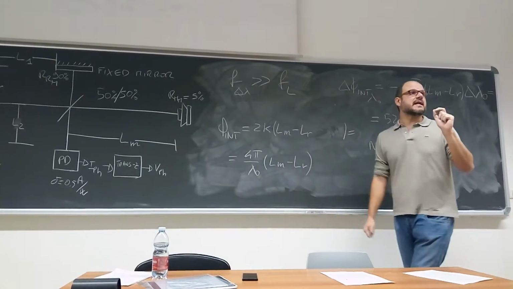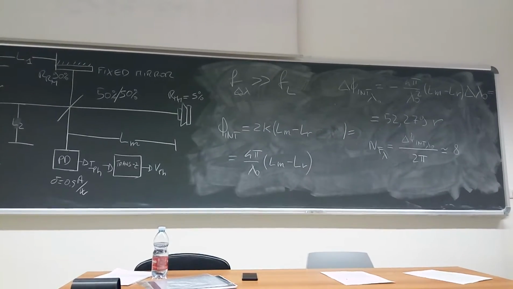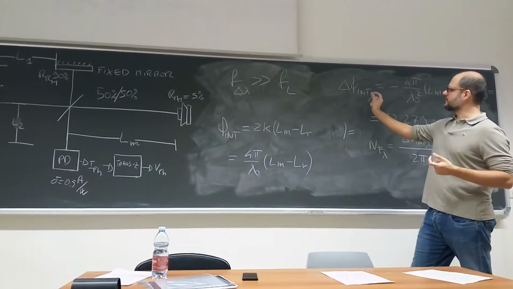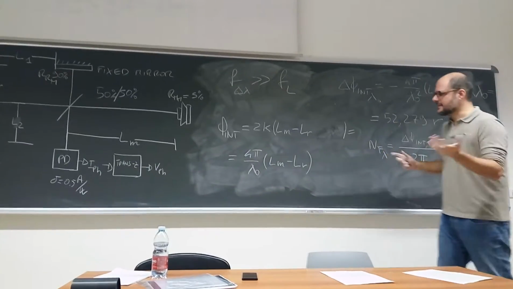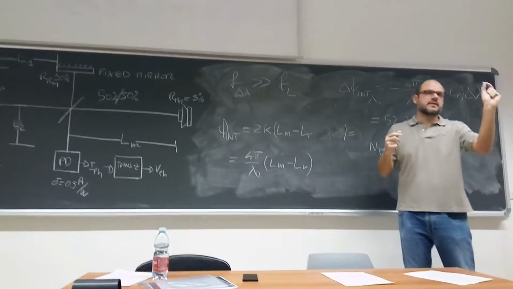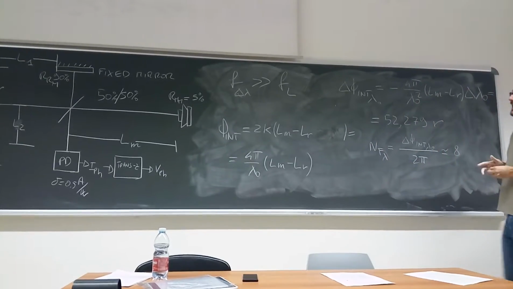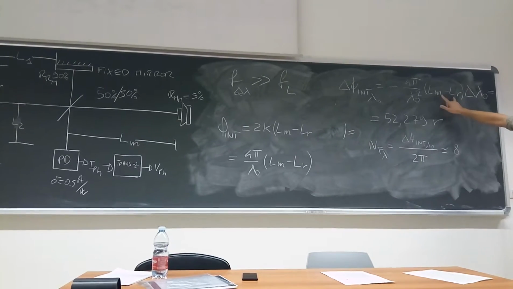Because recall, since the laser bandwidth is not zero, what does it mean? That the instantaneous frequency changes. And what does it mean? That you have a variation in the interferometric phase. More or less, this is exactly the same thing as saying, okay, I have a bandwidth in frequency, of course I have a bandwidth in lambda, in wavelength. So more or less this is the same that happens. And as you have seen before, you can cancel out the contribution if you use a balanced interferometer, an interferometer in which Lm is equal to Lr. Okay?